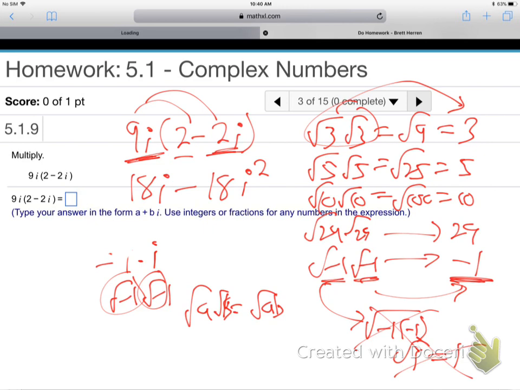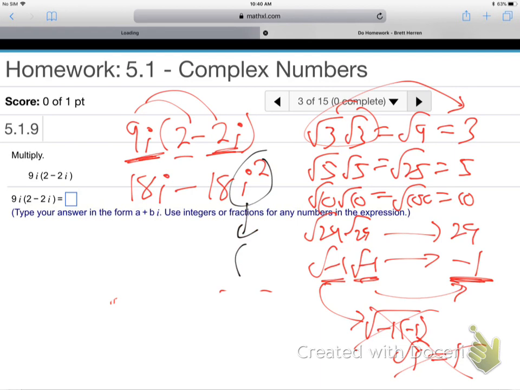Okay, so why am I saying all this? Well, that means whenever you see i squared, you remember this from your algebra days? Whenever you see i squared, you never leave it. You replace it with negative 1. Whereas i, we just leave as i.